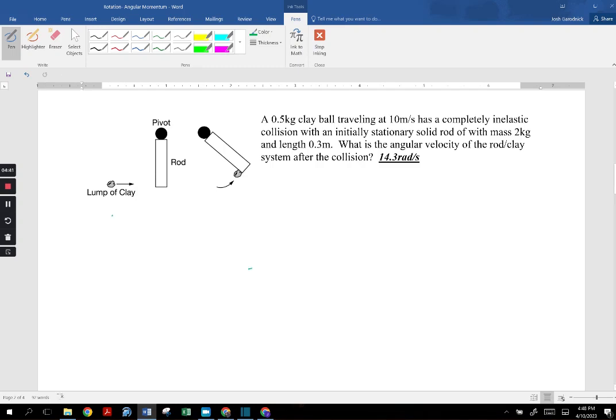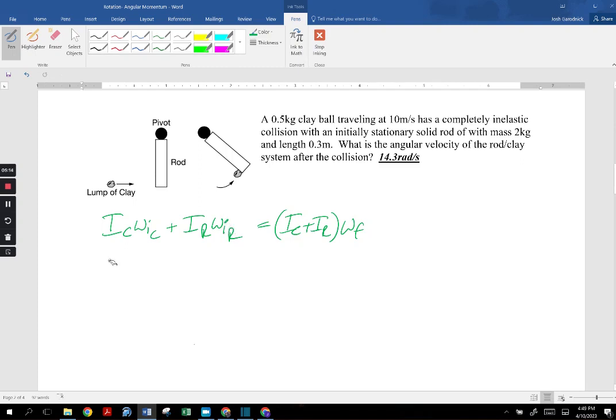We have the I for the clay and its initial angular momentum plus the I for the rod and the final angular momentum for the rod. Afterwards, they are stuck together. Does it say they stick together? Completely inelastic. Same thing as perfectly inelastic. So we have I clay plus I rod and omega final. I see it. Why did I write final there? What's wrong with me? All right, let's sub in some stuff here.